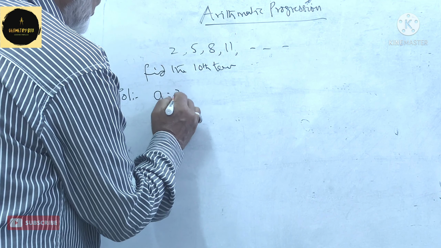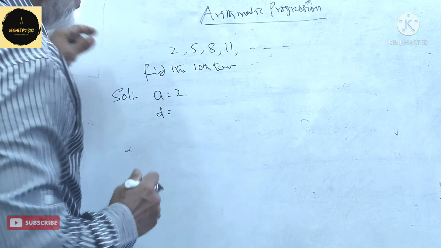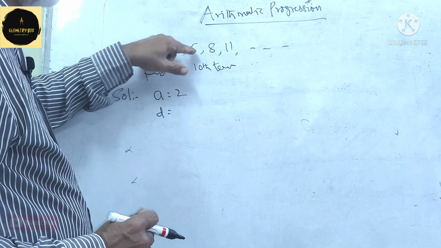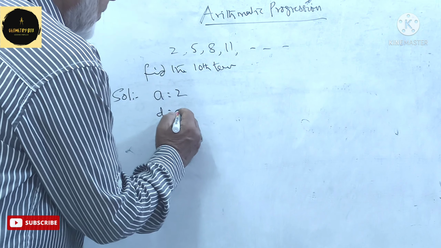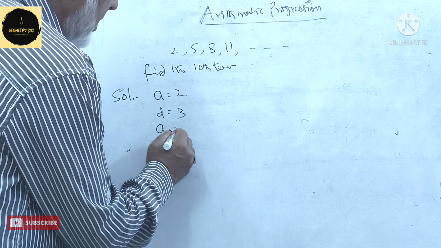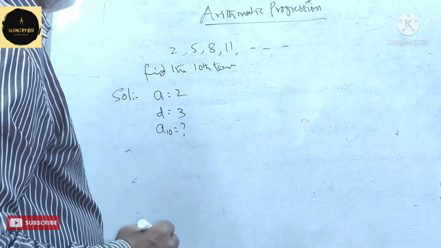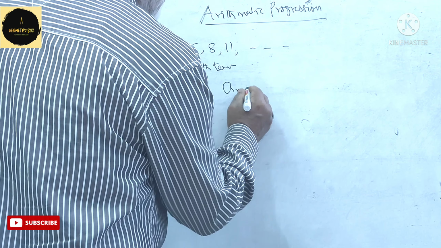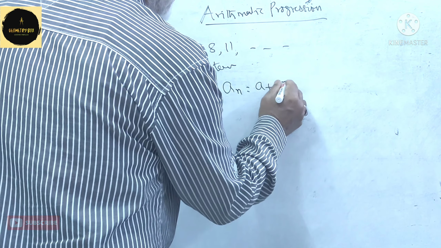Let us write down the solution. Here a, the first term, is 2. Then how are you going to find d? 5 minus 2 is 3, 8 minus 5 is 3, 11 minus 8 is 3. So the common difference is 3. And what do we have to find? We have to find the 10th term.